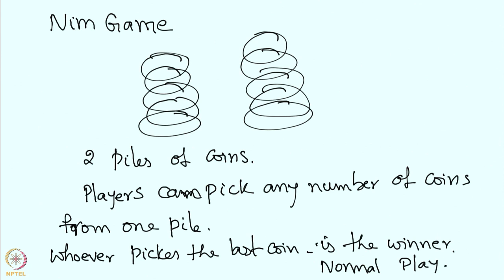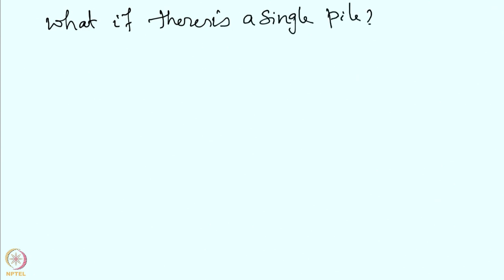Okay. So, what if there is a single pile? That means player one can pick all the coins and win. So, a single pile is not interesting. That is where the takeaway game plays a role. In a takeaway game, there is a single pile and you have to pick only 1 or 2 or 3 coins or sticks. So, this is a trivial setup.